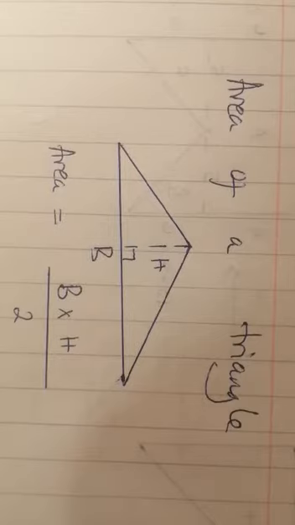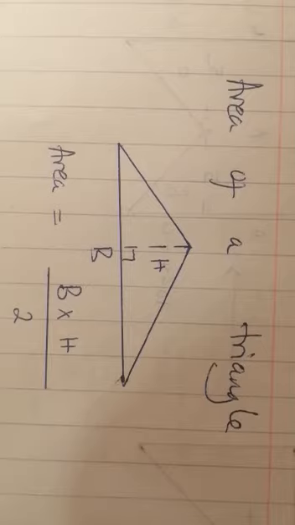This is also another reminder of what we learned in grade 6. To find the area of a triangle, it's base times height over 2. In this diagram, our base is shown by B and our height is H. So to find the area of a triangle is base times height over 2. I'm going to show how to use these formulas with some examples.